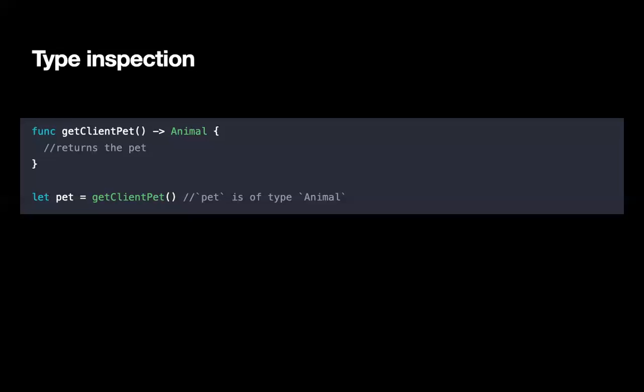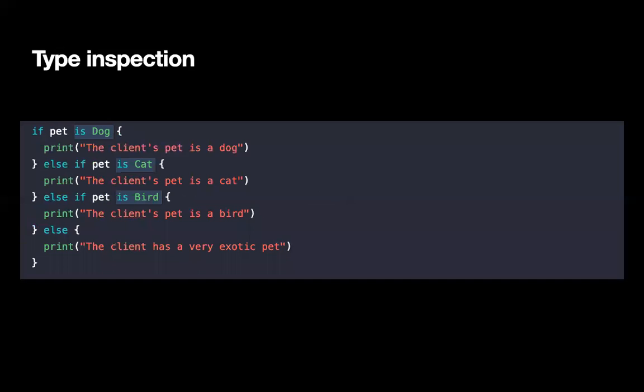So here we have created a function getClientPet that returns an Animal, and let pet equal getClientPet. Pet is of type Animal. Unfortunately, this type is too broad to be useful to Brad. Without knowing the specific animal type, he could accidentally try to walk the bird, clean the dog's litter box, or clean the cat's cage. So here we will consider the valid functions with dog, cat, and bird parameters as below.